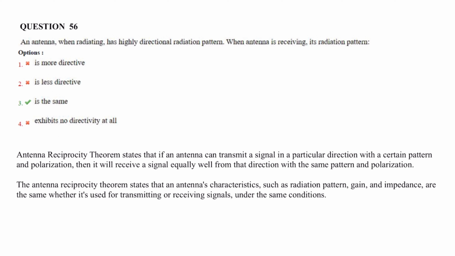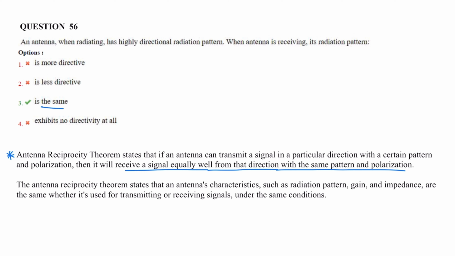Question number 56. An antenna when radiating has a highly directional radiation pattern. The same antenna when it is receiving, what is the radiation pattern? The antenna reciprocity theorem states that if an antenna can transmit a signal in a particular direction with a certain pattern and polarization, then it will receive the signal equally well from the same direction with the same pattern and same polarization. So the correct answer is 3.